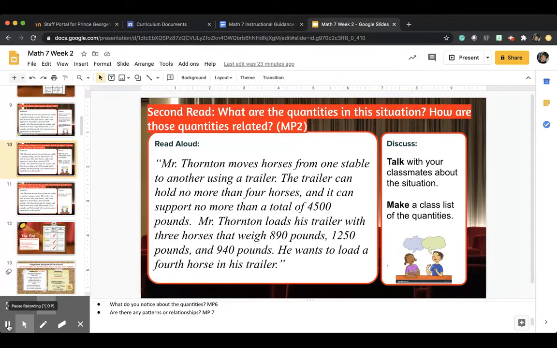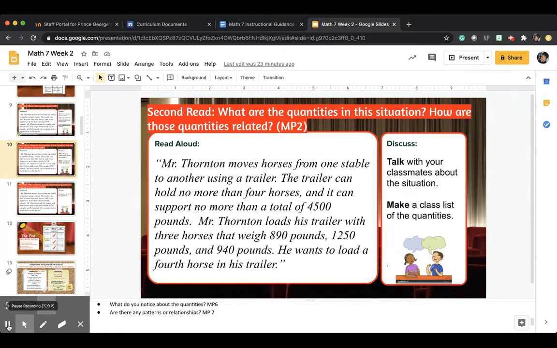Now it's time for our second read. Our second read is going to focus on what the quantities in the situation are and how those quantities are related. So that you don't have to keep hearing my voice, we're going to pause the video again and I'm going to ask that one of you actually reads it out loud for us.